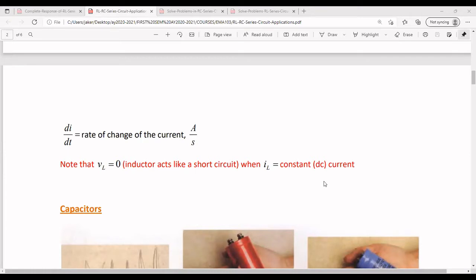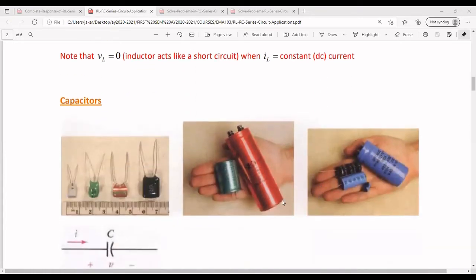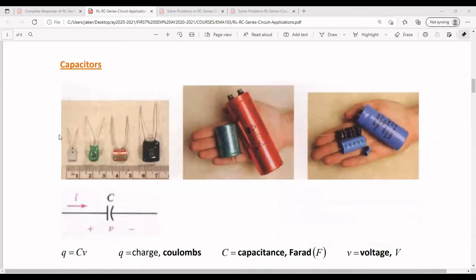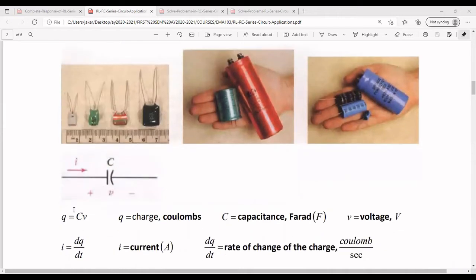Now, the third circuit element are the capacitors, and this is how they look. They also have colors. And associated with the capacitor, we have what we call its charge. The charge of a capacitor is the product of its capacitance in farad and the voltage drop across it. So that is the charge in your capacitor. Charge has a unit in coulombs, and as mentioned a while ago, capacitance has the unit farad. Voltage is still represented as V with the unit volts.